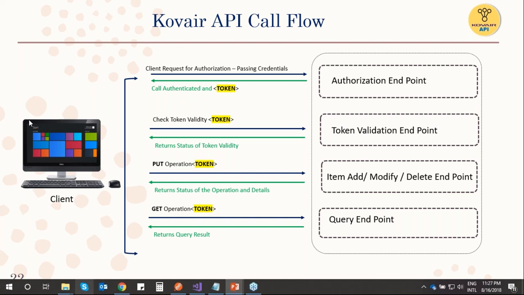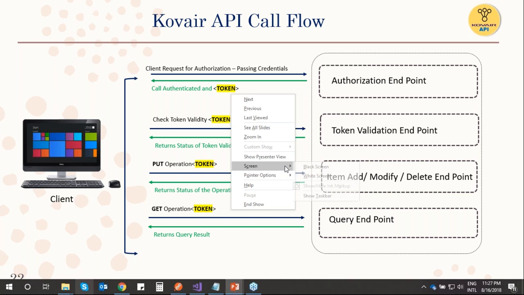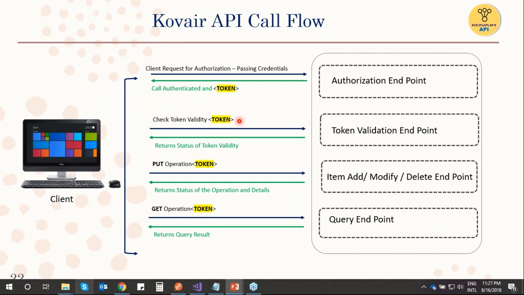Once this is done, the client is given the token. Now the token needs to be passed for every subsequent call to get authenticated. So for example, if I use the put function after this, I have to pass a token. Similarly, if I use a get, I also have to pass a token. So the token is the primary thing that has to be passed for every communication, which I will show you in my demo.